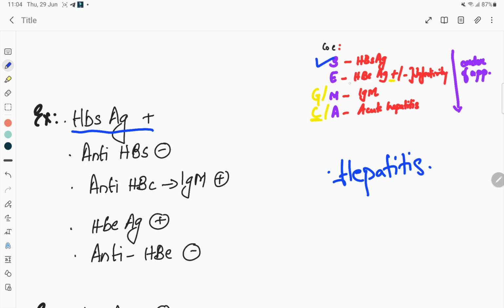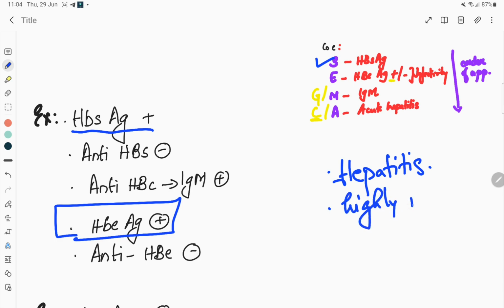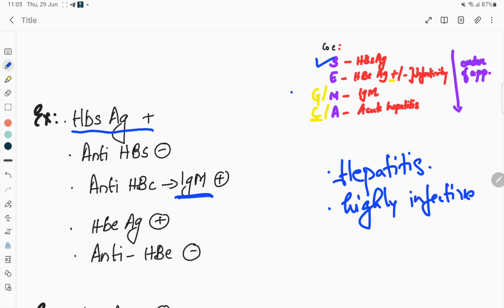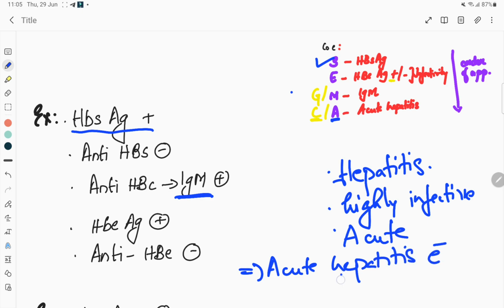Next, what do you see, guys? You have to go for HBeAg. Is it positive? Yes. If it is positive, what did I tell you? The patient is highly infective. What do you see next, guys? You see which kind of antibody is present. Is it G or M? So let us see which antibody is present. It is the IgM antibody that is present. If M is present, then it is a case of acute hepatitis. So what is the final diagnosis, guys? The final diagnosis is acute hepatitis with high infectivity.